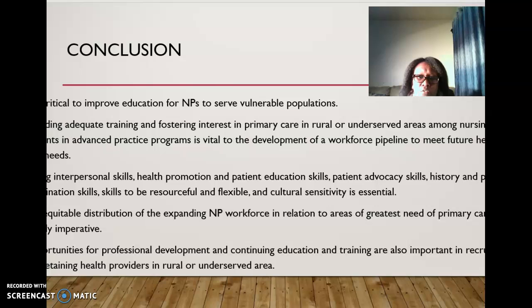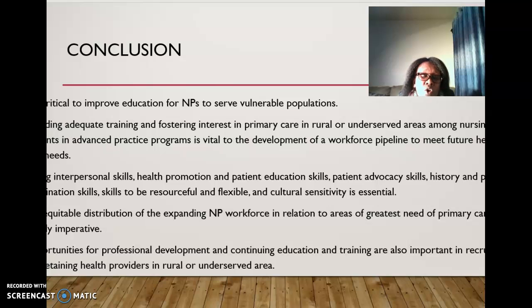training and fostering interest in primary care in rural or underserved areas among nursing students in advanced practice programs is vital in the development of a workforce pipeline to meet the healthcare needs. Strong interpersonal relationships are required, health promotion and patient education skills, patient advocacy skills, comprehensive history and physical examination skills, and skills to be resourceful.